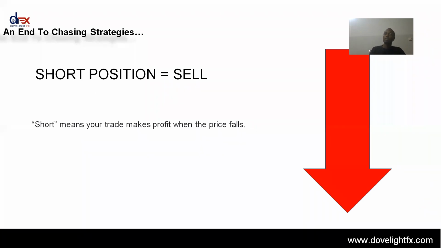Short means that your trade makes profit when the price falls. You make profit when the price falls. Short position. So it's like, what's your position in Euro USD? I'm shorting the market. I am selling. Yes, I'm going down. Someone is going to ask, how do you make profits in a falling market? You can understand that when you are buying, it's simply you buying cheap and selling high.